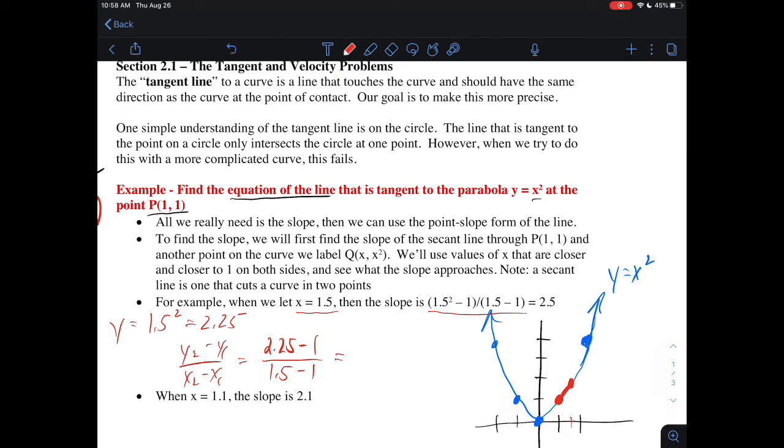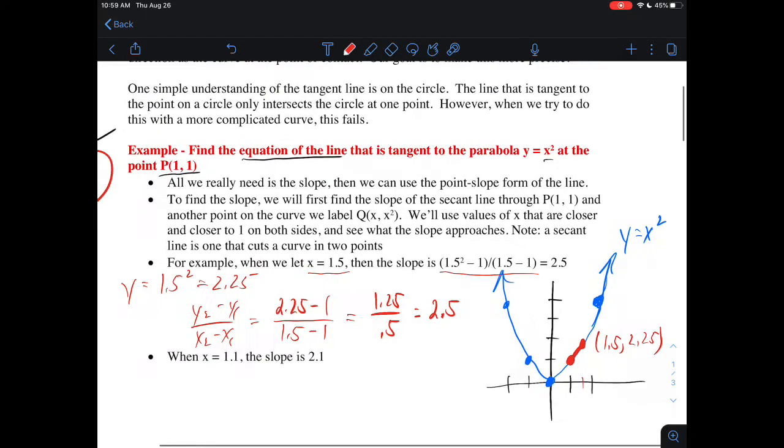That gives us 1.25 divided by 0.5, and when I divide those, I get 2.5. So that's the slope of the line that connects the point (1, 1) and the point (1.5, 2.25). So now this exercise is saying, let's now make the x coordinate even closer to x equal 1.